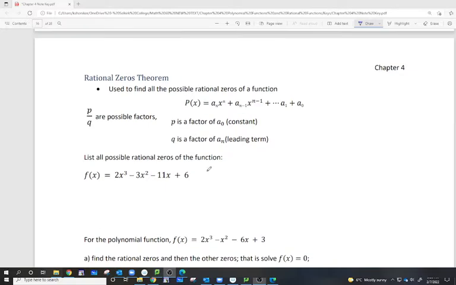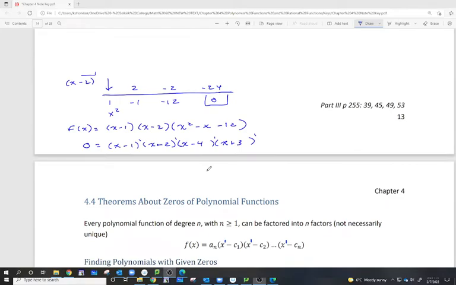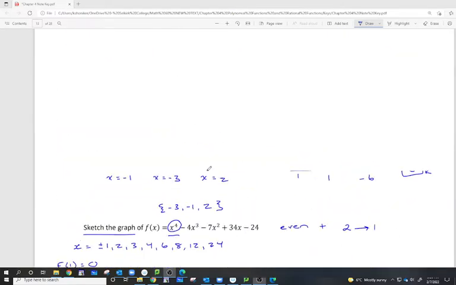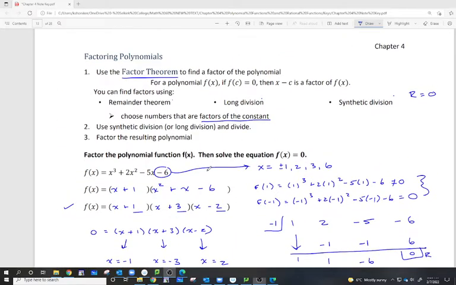If you remember way back in 4.3, I gave you steps for how to factor a polynomial. Step number one was to use the factor theorem to find a factor of the polynomial. You can find factors by using the remainder theorem. That was something like, f at 1, does it equal 0? You could use long division: if you divided, is your remainder 0? Or you could use synthetic division and ask, is your remainder 0?